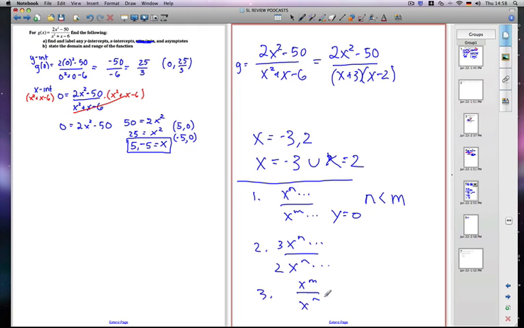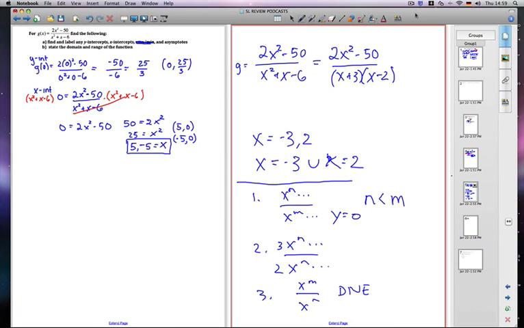And then we just did this one. And this one is where the biggest power on the top, like an x to the 5th divided by an x cubed. This one does not exist. There is no asymptote. It goes up and up and up, unbounded. Okay, thank you. Excellent. So now the domain and the range.